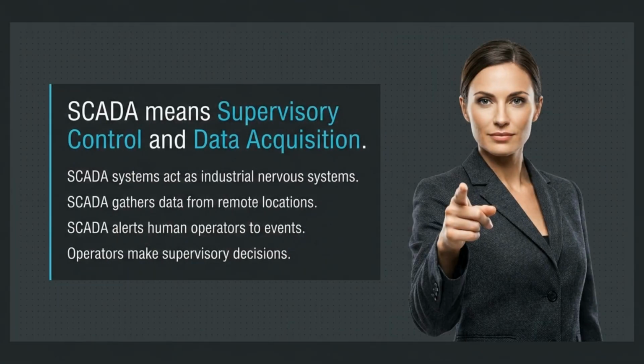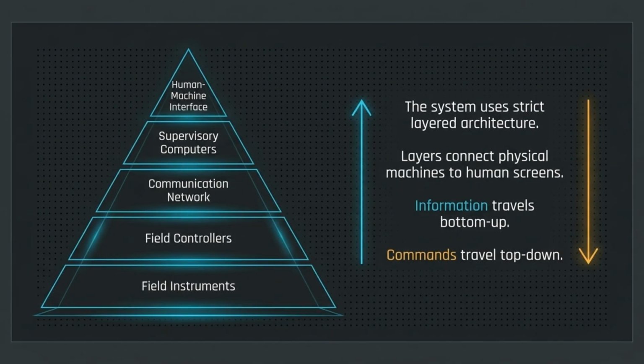These systems act as the industrial nervous system, gathering data from remote locations to alert operators, who then make informed supervisory decisions. SCADA systems use a strict, layered architecture to connect physical machinery to human interfaces. Information flows bottom-up, while commands are sent top-down.